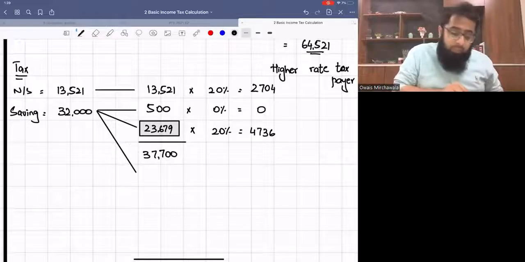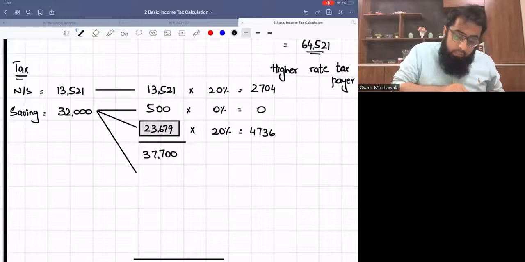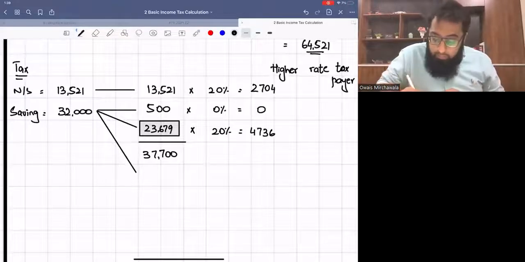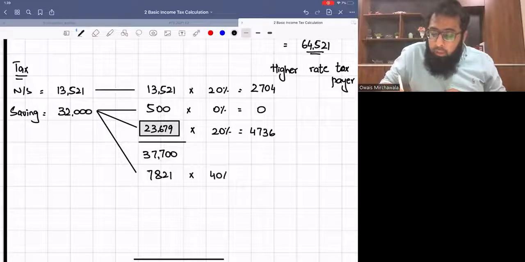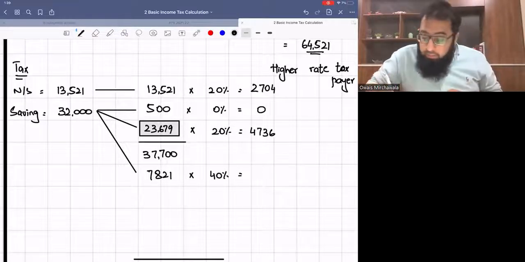32,000 was our total saving income. 500 was taxed at 0% band and 23,679 went in the basic rate band. So 7,821 is remaining, on which we will apply 40%. So this will give us 3,128.